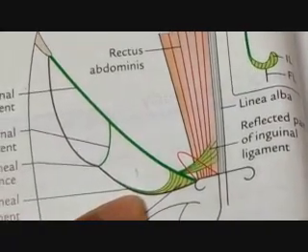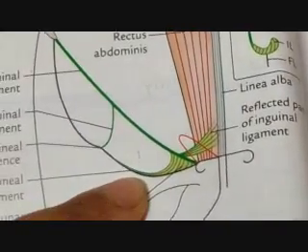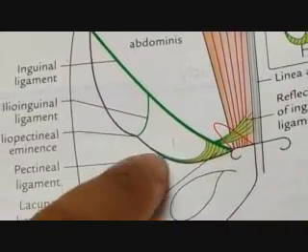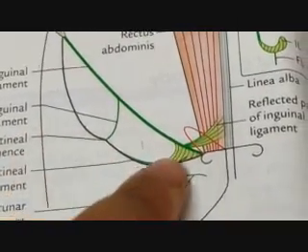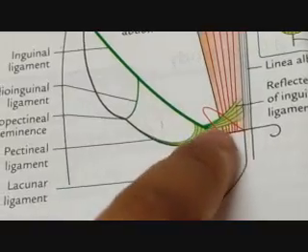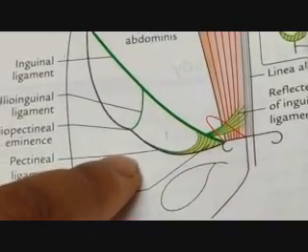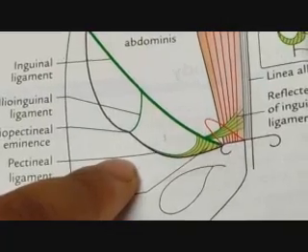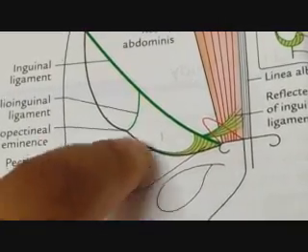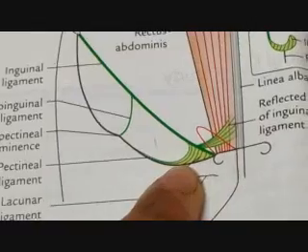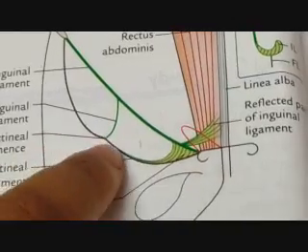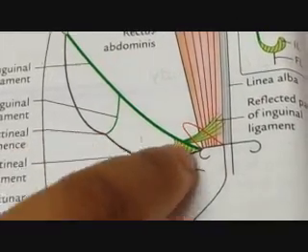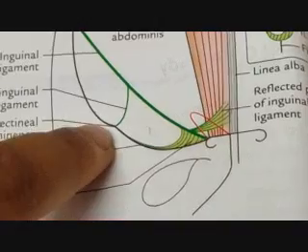Next, coming to the pectineal ligament. So the pectineal ligament, which is here, is basically an extension of the lacunar ligament. It goes up to the iliopectineal eminence. So from the lacunar ligament to the iliopectineal eminence, from here to here, that is the pectineal ligament. The pectineal ligament is also called the ligament of Cooper.